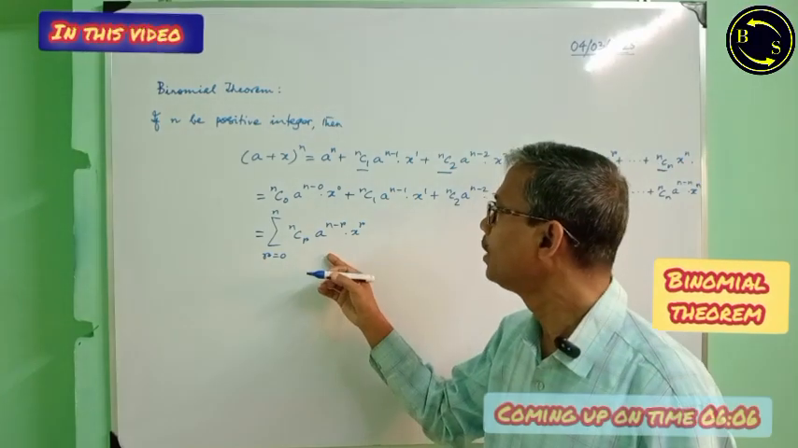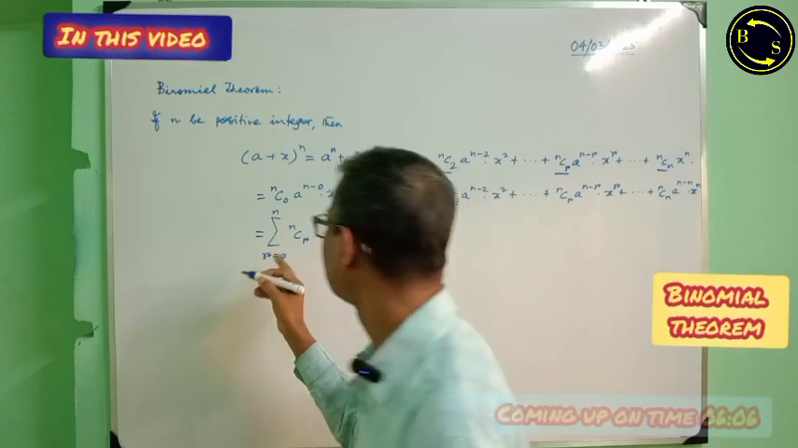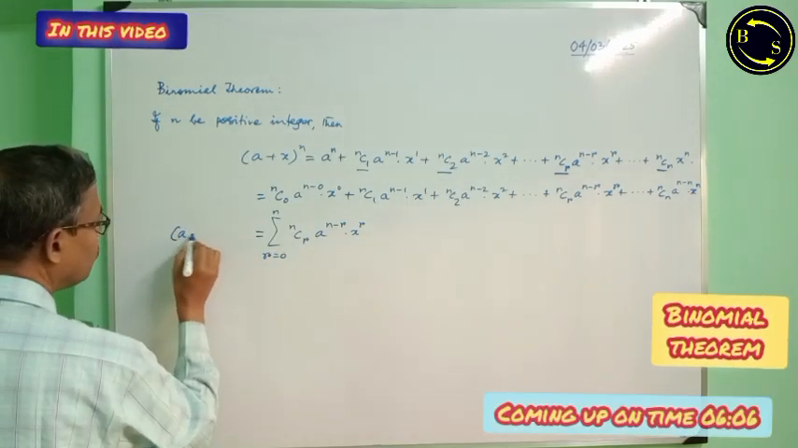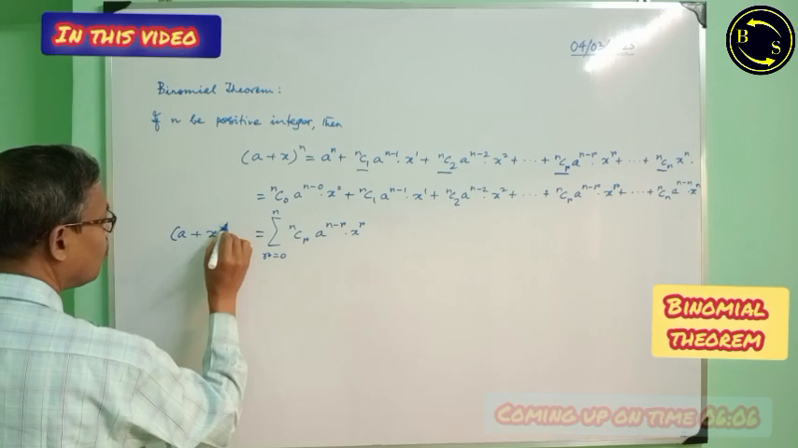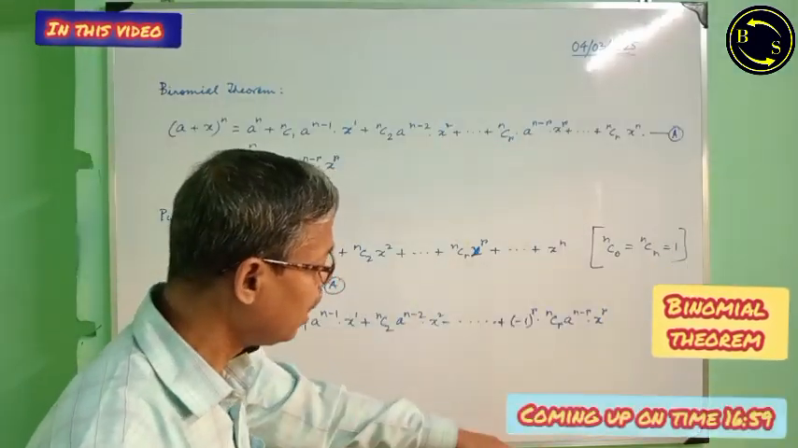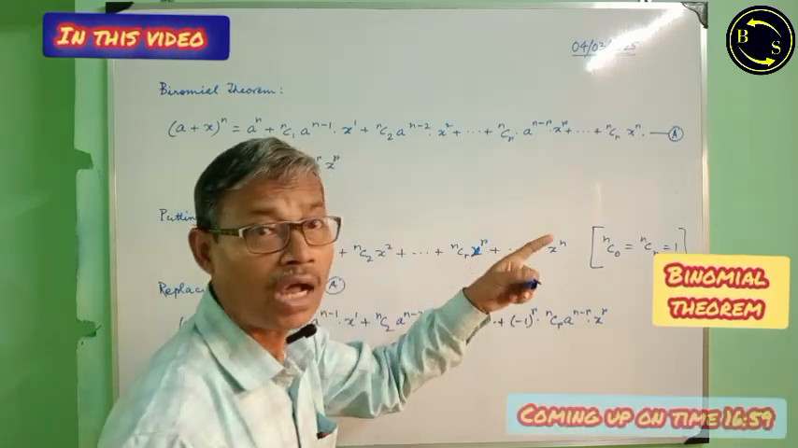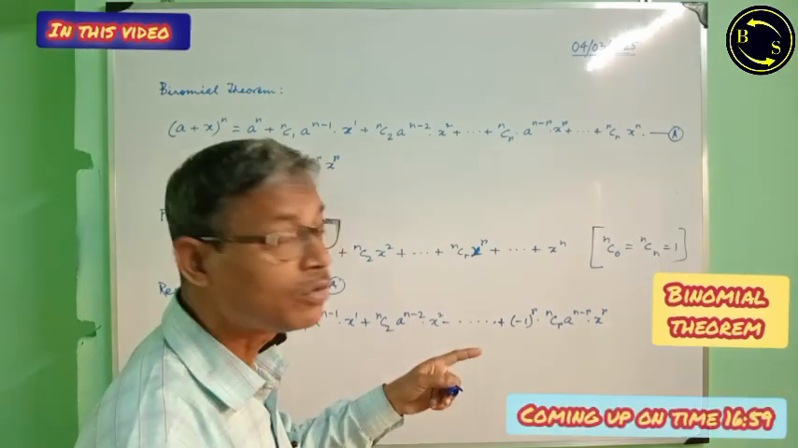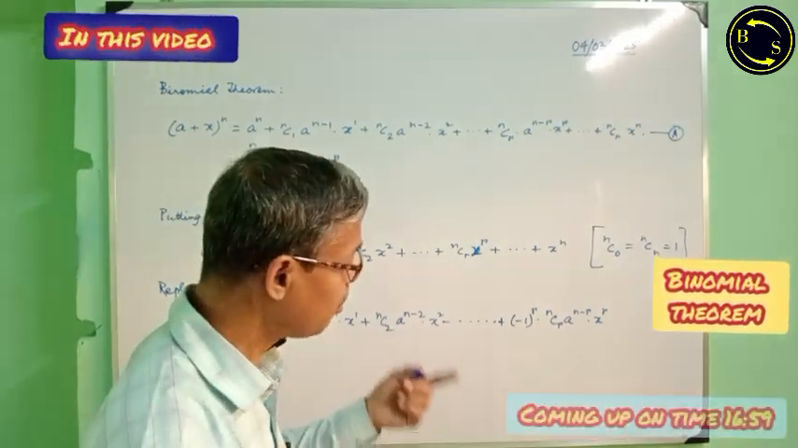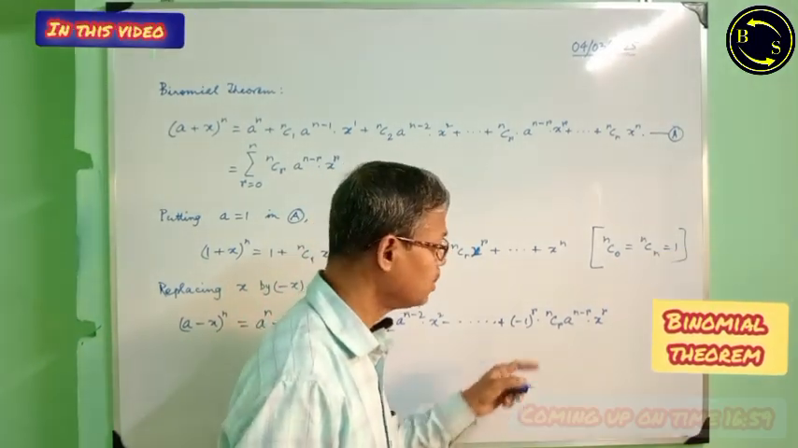It will be better if you memorize this one, a plus x whole to the power n. This is actually a short form. In place of x to the power r, we have to put minus x whole to the power r. Minus x whole to the power r means minus 1 into x whole to the power r. We have taken out minus 1 whole to the power r.